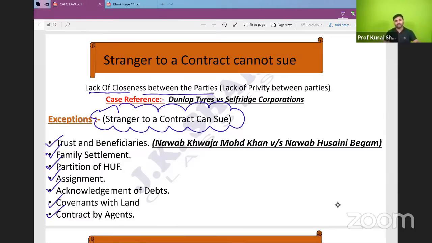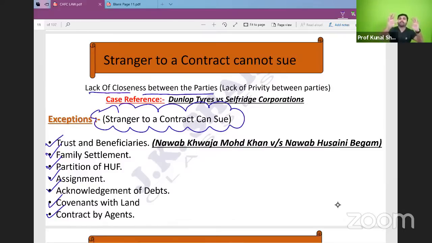The last exceptional case over here is about contracts by agents. Whenever there is a contract entered into by an agent, see, an agent is a person who works on behalf of a principal. Any person working on behalf of a principal is called an agent. So over here, for any contract entered into by the agent, the contract is between the agent and the client.